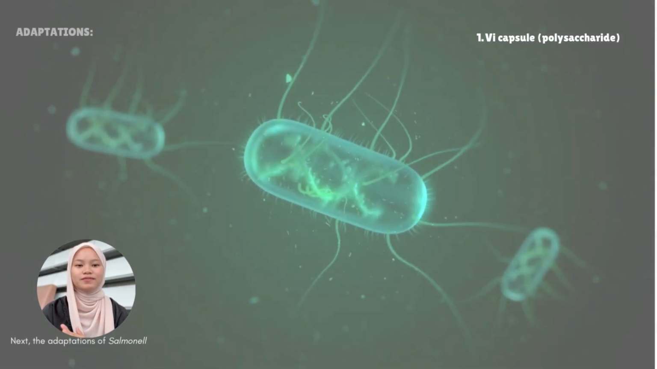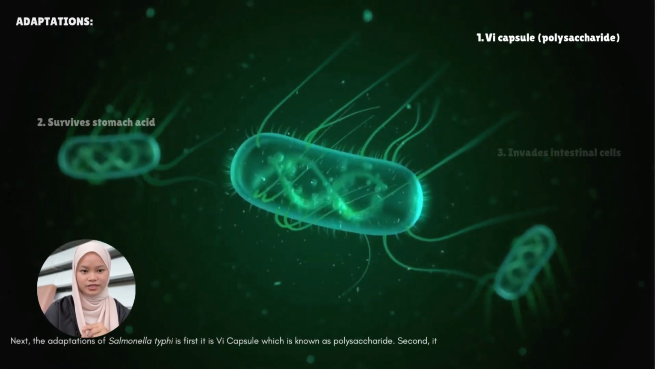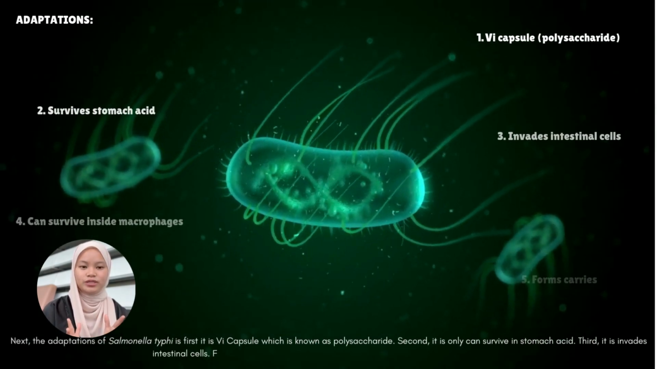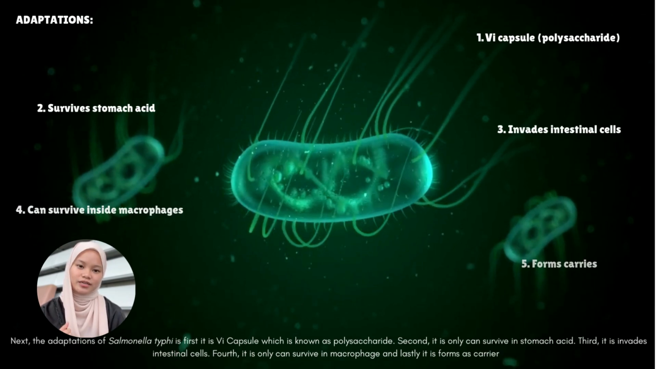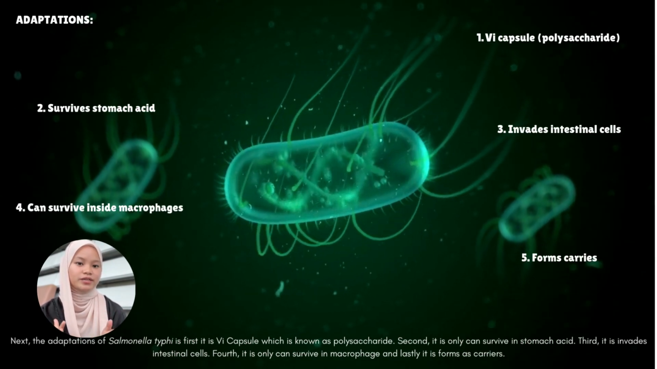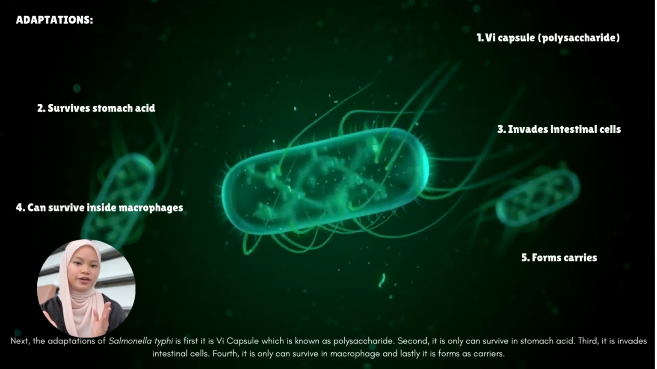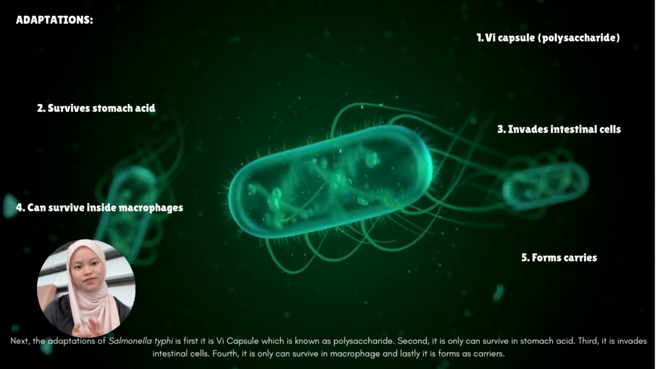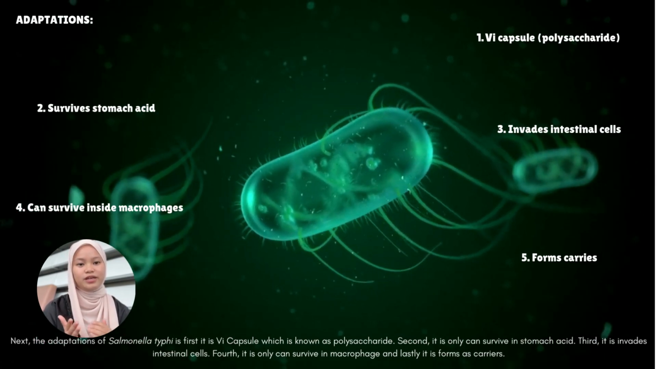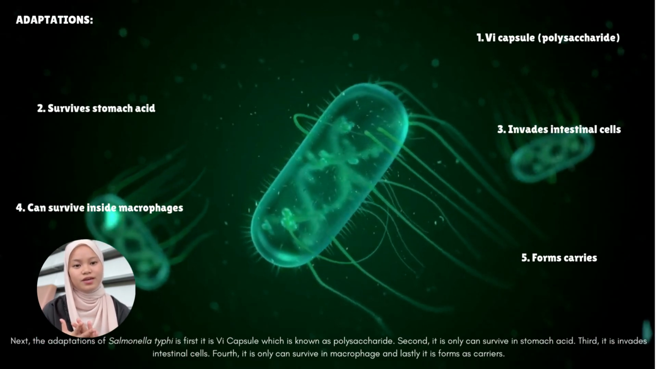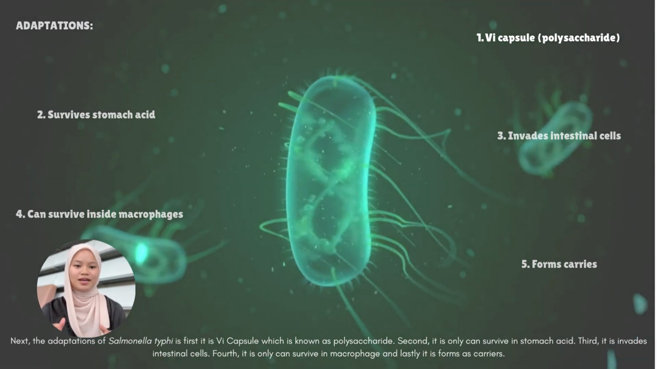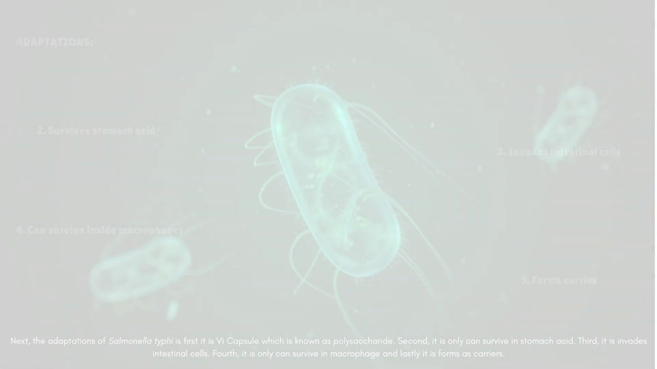Next, the adaptation of Salmonella typhi. First, it is bicapsule, which is known as polysaccharide. Second, it can survive in stomach acid. Third, it infects intestinal cells. Fourth, it can survive inside macrophages. Fifth, it forms carriers.